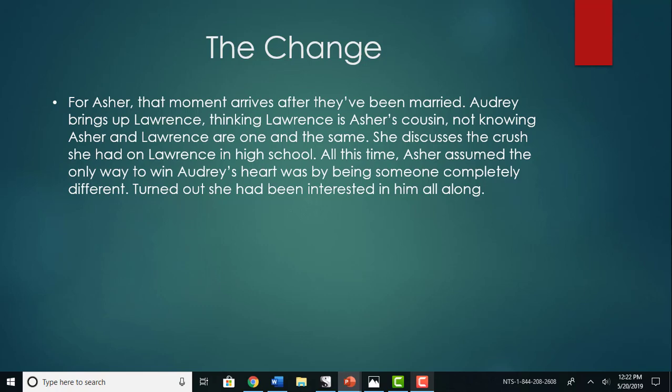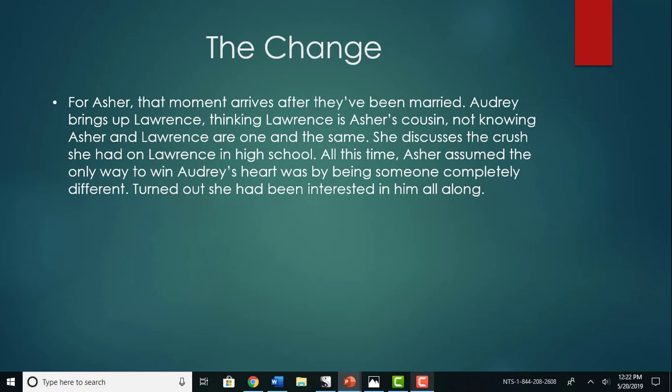He never ever once considered that she had ever been interested in him as that sweet, geeky guy in high school. But it turned out that she had been interested in him all along. So it's the first time where he thinks to himself, maybe I can be loved for myself, rather than needing to be loved as someone completely different. So that life for him is changed because of that moment where she admits to having that crush on Lawrence.